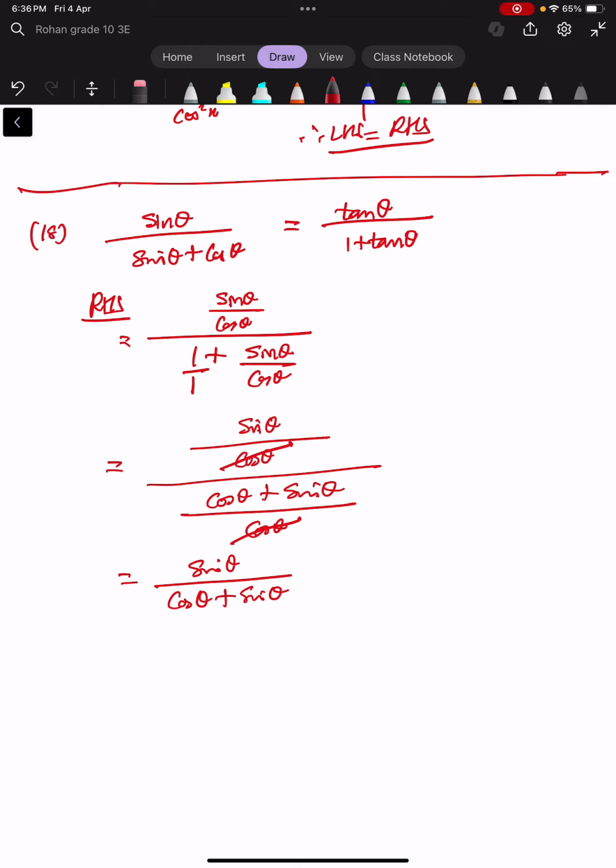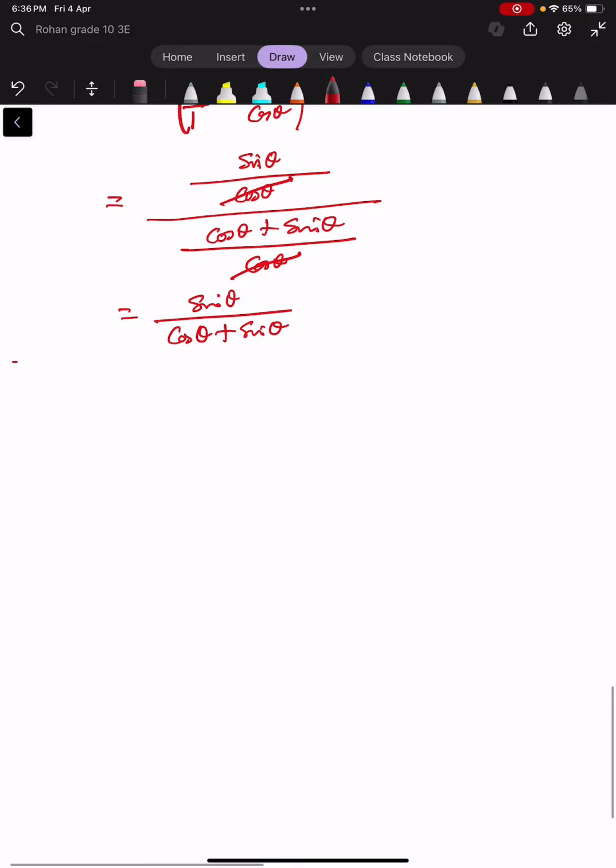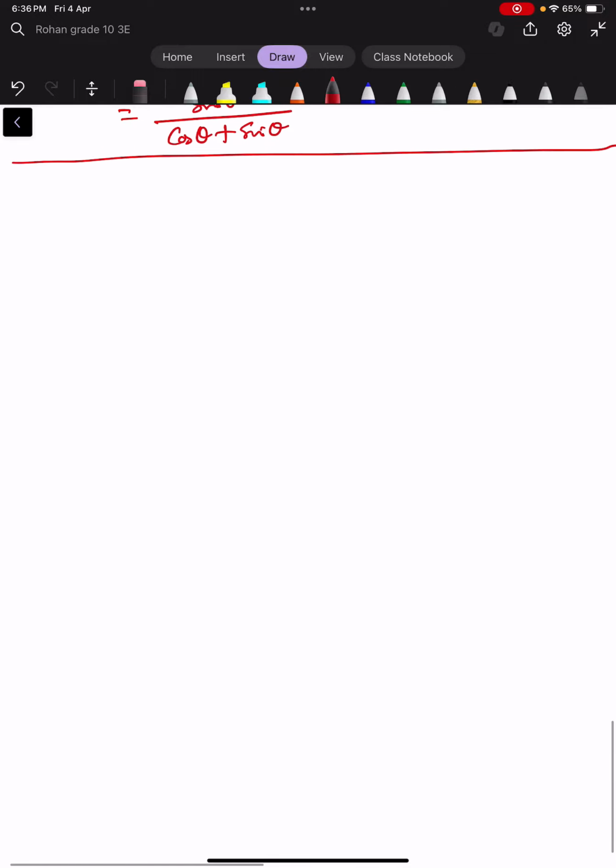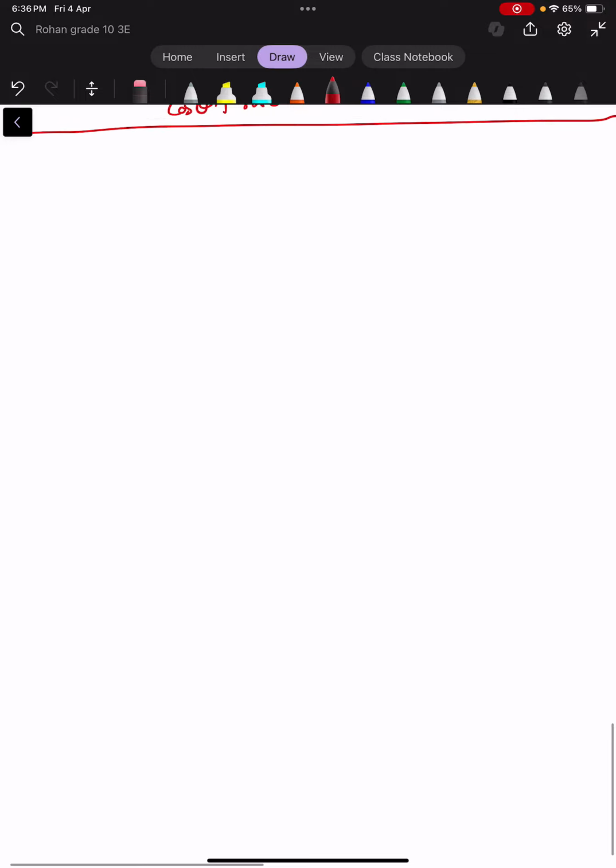Wait, I'm a bit confused. Sine upon cos, and then 1 plus sine upon cos. And then what did you do? I took the LCM of this denominator. So as you multiplied by cos, it's cos plus sine upon cos, and upon cos again, because you multiplied that. So that's why it's cos plus sine, and then sine. Okay, just making sure. No, it doesn't matter. Ask ten times, but get this clear. This will be your foundation for years to come, you have to remember this.